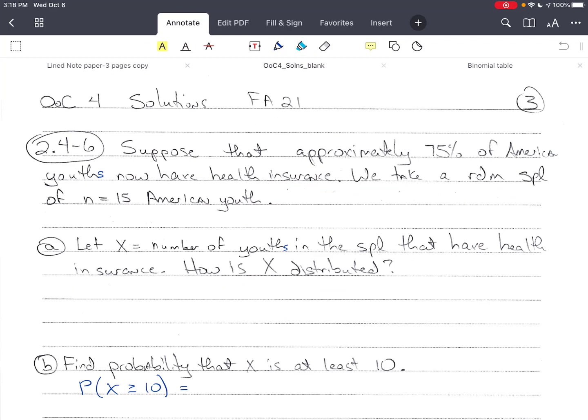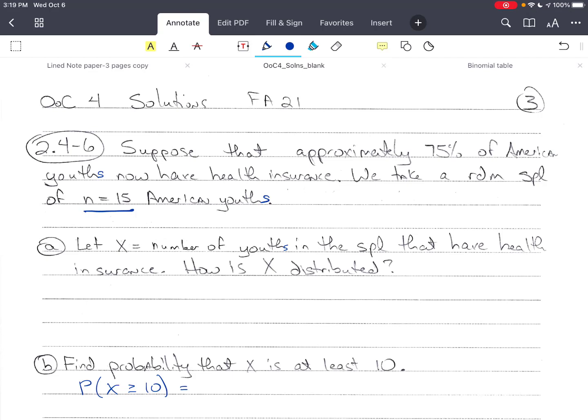In this problem, 2.4-6, we are going to suppose that approximately 75% of American youth have health insurance, and we're going to take a random sample of n equals 15 American youth. All right, so we're going to let x equal the number of youth in the sample that do have health insurance. And we want to know, how is x distributed?